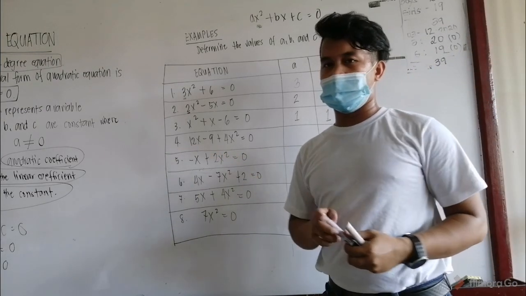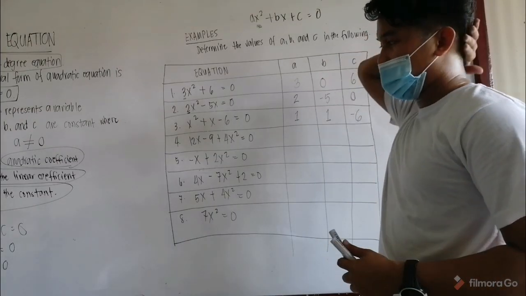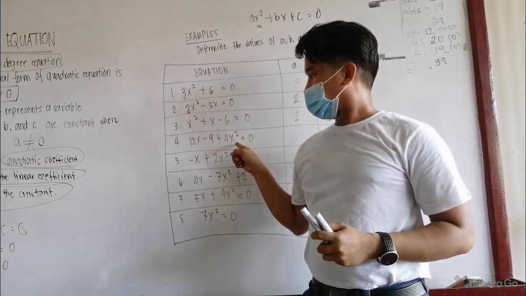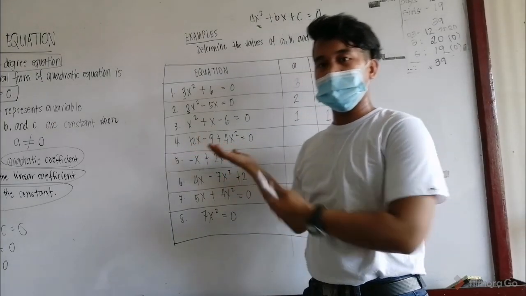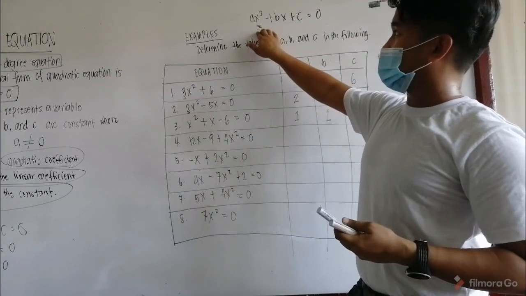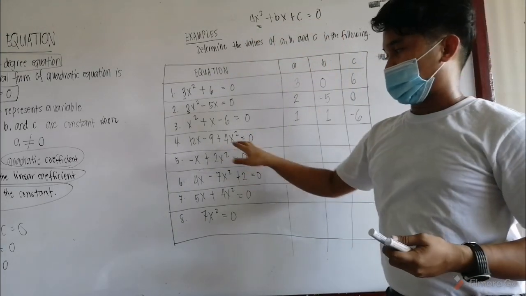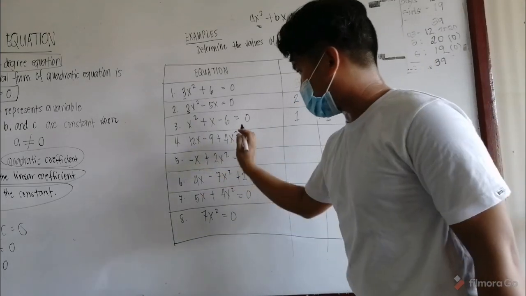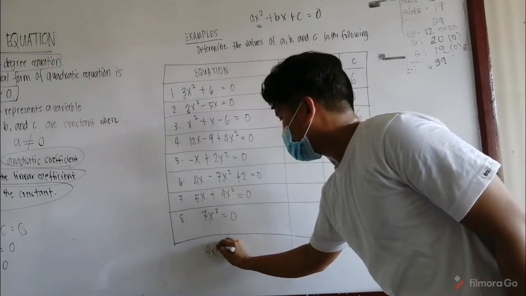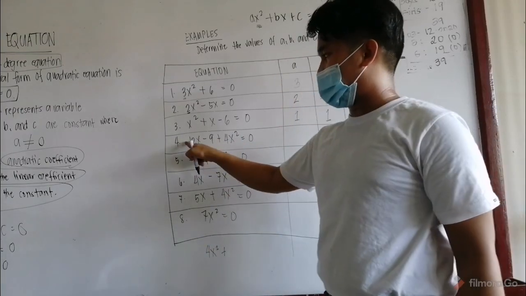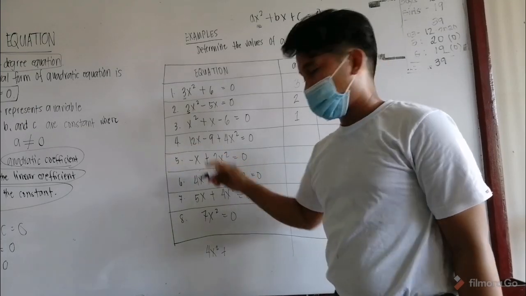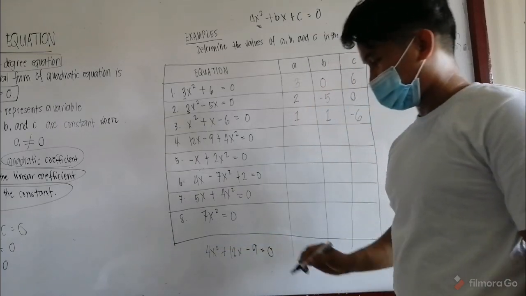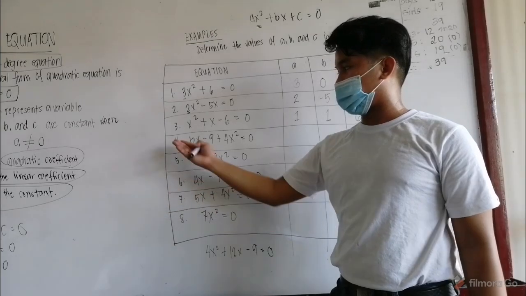Let us have number 4. Okay, our given is 12x minus 9 plus 4x squared. Okay, hindi siya nakahanay in the general form ax squared plus bx plus c. Kaya pwede natin muna siyang ihanay. Okay? So, ihanay natin, iwan natin yung a. So, we have 4x squared plus, why plus? Because 12x here is positive. Okay, so we have plus 12x minus 9 equals 0. So, ito yung pagkakahanay ng ating example number 4.